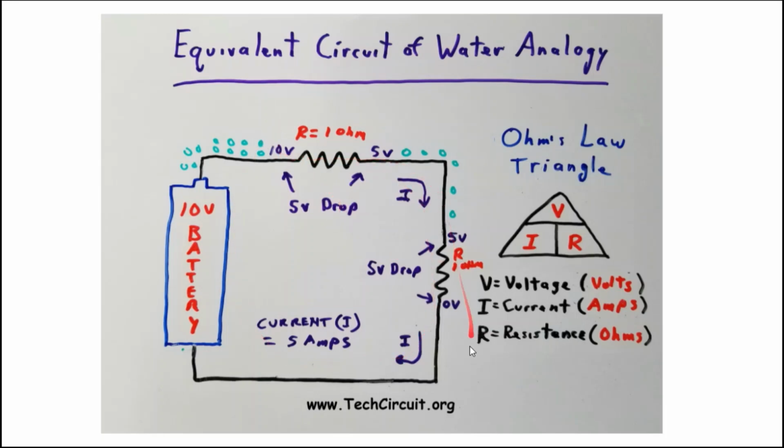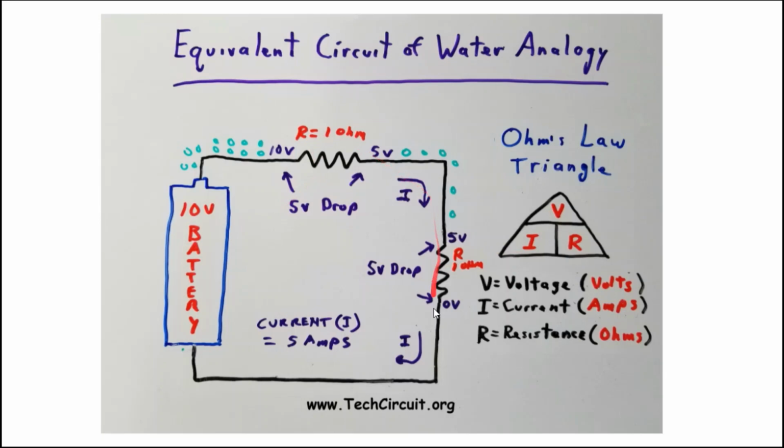That's how series circuits work. You add all the resistances in the series, and that gives you the total circuit resistance. So we have a total of 2 ohms in this circuit. If we use Ohm's law, we can now calculate the current going through this circuit. If you want to find current, you just cover up the I, and that gives you voltage divided by resistance.